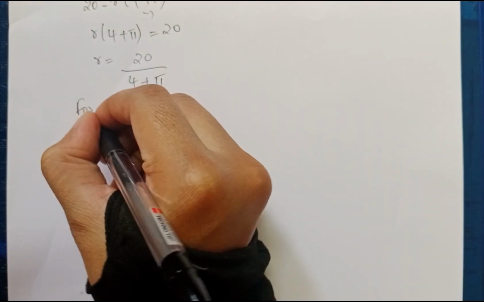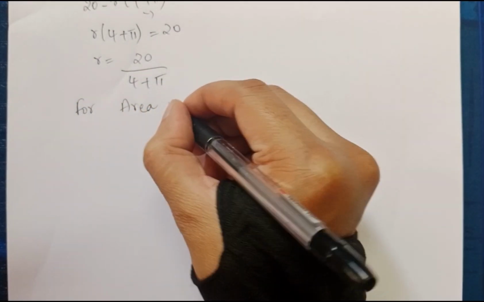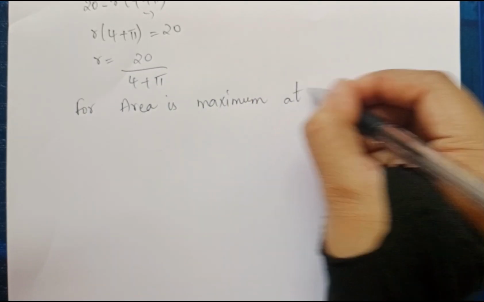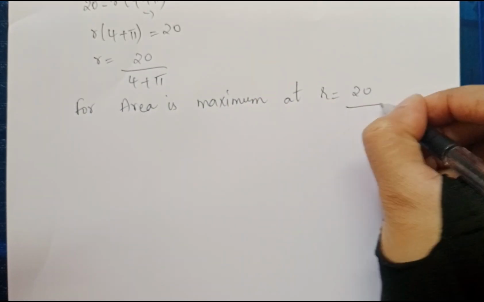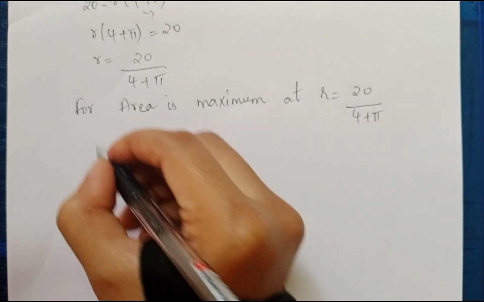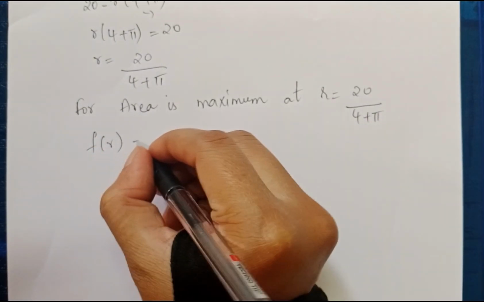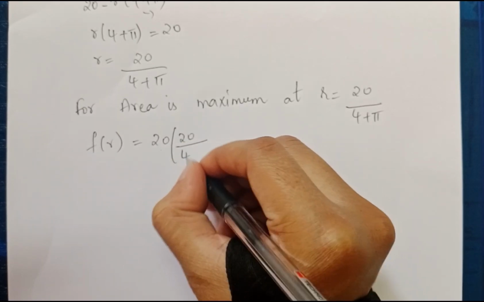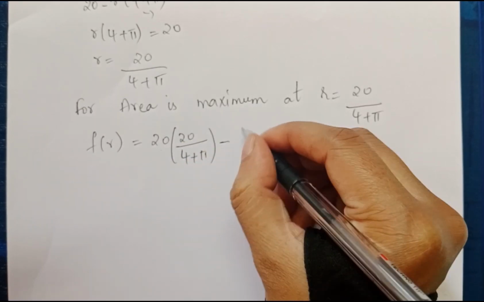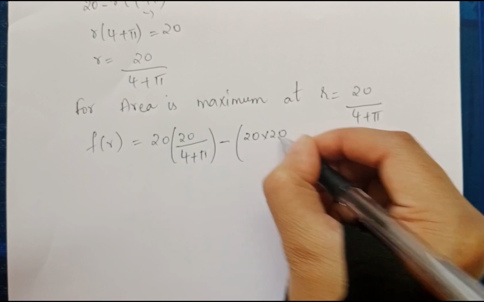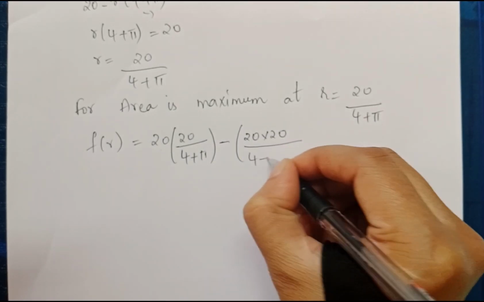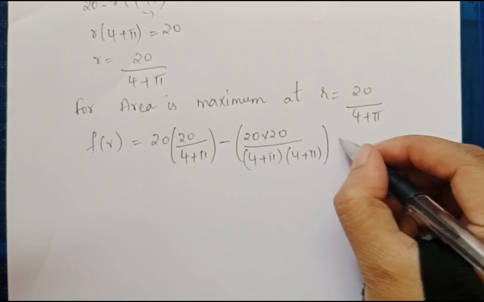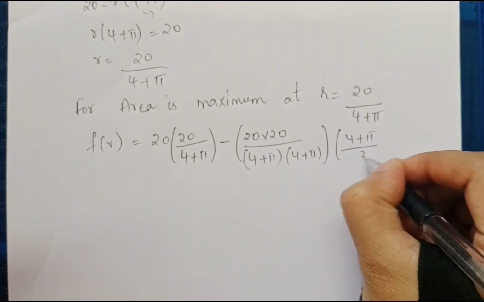For area is maximum at r equal to 20 by 4 plus pi. So it is f of r equals 20 into 20 by 4 plus pi minus 20 into 20. It is r square, right? So it is 4 into 4 plus pi into 4 plus pi into 4 plus pi by 2.